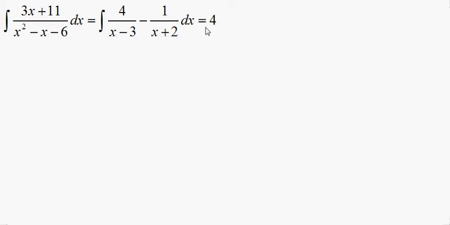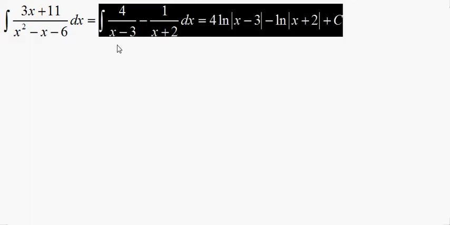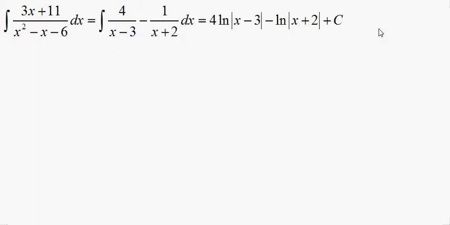They're just the ln of the absolute value x minus 3, and then we have minus ln of absolute value x plus 2, and then plus c. So not bad at all once you decompose them. The question is, how do you decompose them?